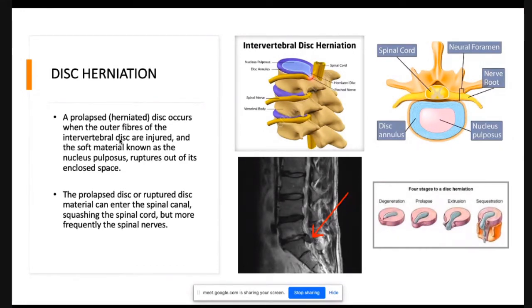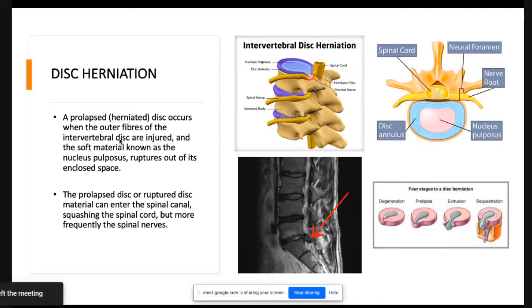The third picture, you can see extrusion. The disc annulus fibrosus has been torn. It has lost its compactness, and the nucleus pulposus started to come out. So this is the third stage. Fourth is sequestration. You can see in the fourth stage, all the structures, that is annulus fibrosus, nucleus pulposus, and even the vertebral bodies, that is vertebral end plates, as we call them, are all damaged. And this is the stage of sequestration.